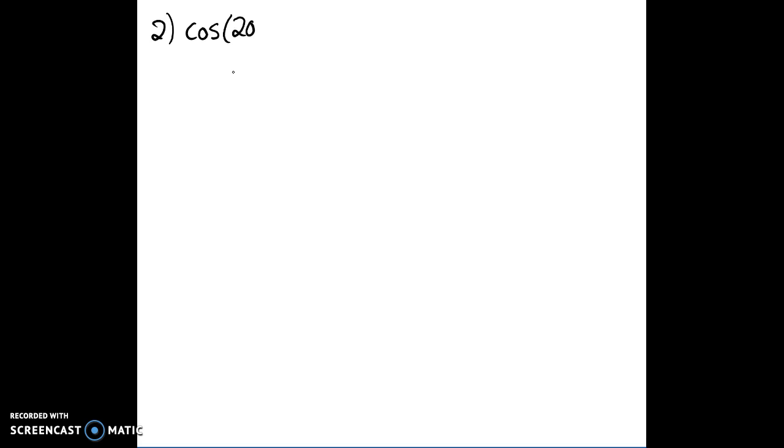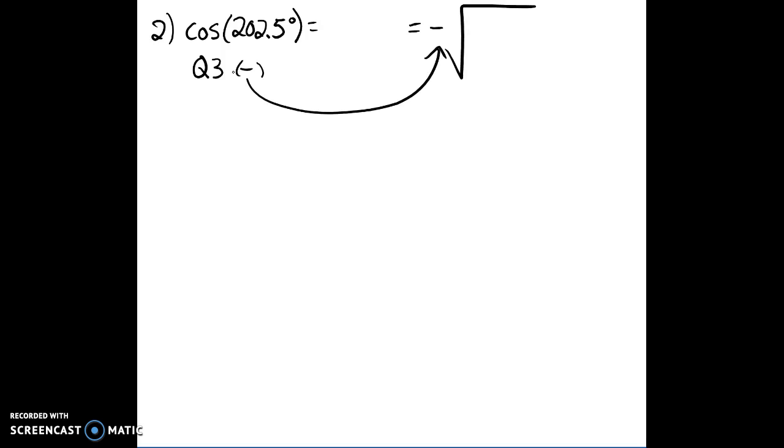Same idea, cosine 202.5 degrees. Again, you want to determine your quadrant. This is in quadrant 3. Cosine is negative. So I'm kind of skipping over that middle step for a second, putting the negative sign with the identity that I'm going to use. So determining if it's a plus or a minus, it's not both. It's going to be 1 plus cosine of whatever angle that I get divided by 2. So I just really need to figure out that angle.